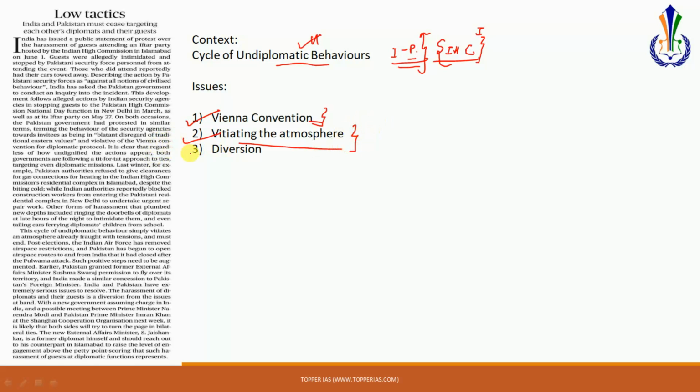Another issue is that this kind of episode diverts from the main issues. Already we have a lot of issues to resolve between India and Pakistan. But when such undiplomatic behavior takes place, then there is a diversion from the main issues, is what the editorial is saying. So these are the three issues that have been discussed. Whenever you are discussing India-Pakistan relations, try and bring out this analysis of undiplomatic behavior. This is going to add more depth to your answer, another dimension or strategy to your answer. So this is why it is important, and that is the relevance of this particular article.